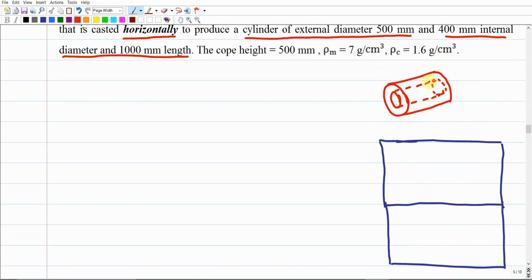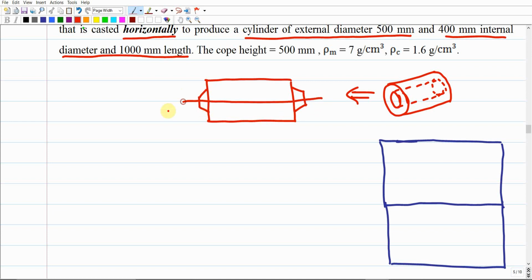If I ask you to cast this cylinder horizontally, where should the parting surface of this product be? If I ask you to find the pattern, it should be the same shape, typically cylindrical, but you get rid of the hole and just add some core prints because you're going to use a core. The parting surface should be in the middle. You slice it like a watermelon, as we discussed before, into two pieces. One piece is located in the drag and the second piece is located in the cope.